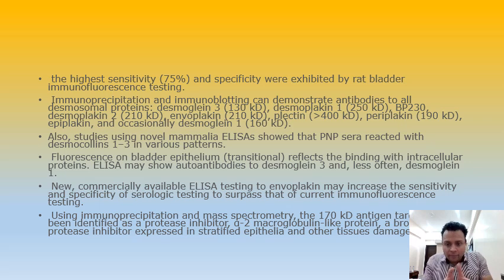Immunoprecipitation and immunoblotting, because these are the two techniques which tell you about all the various types of antibodies present. So immunoprecipitation and immunoblotting will demonstrate desmoglein 3, desmoglein 1, envoplakin, desmoplakin, periplakin. So these are the things.